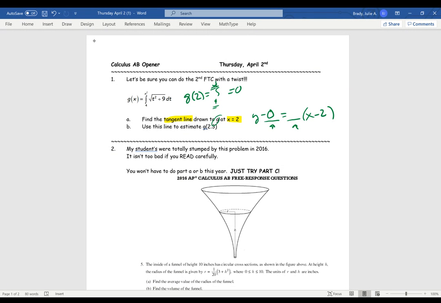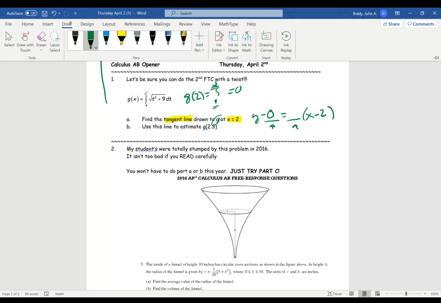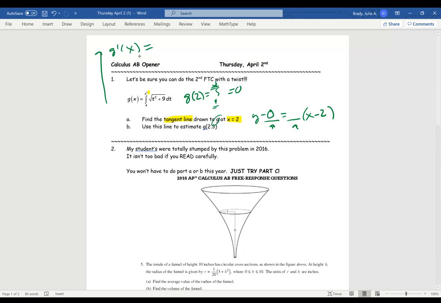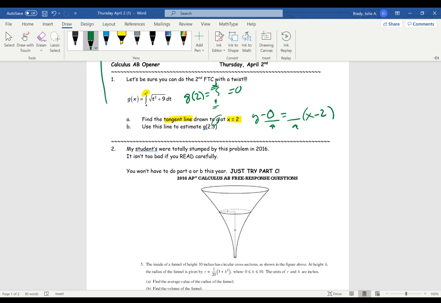So let's find g prime of x. I'm going to do it over here. Okay, we need to find g prime of x. And this is more than the fundamental theorem. It's got a little twist because this has a derivative that's not 1. So we're going to use the fundamental theorem. We're just going to write it out so we don't forget.